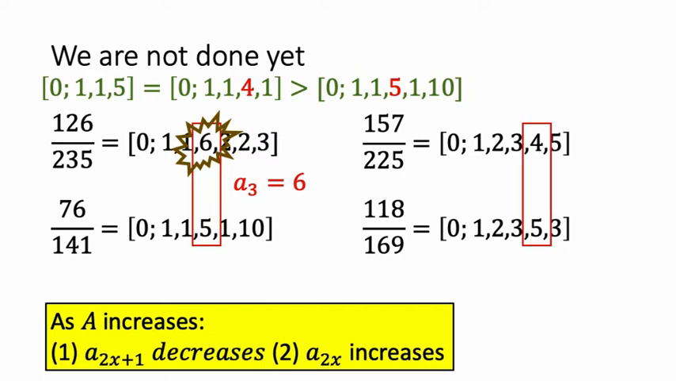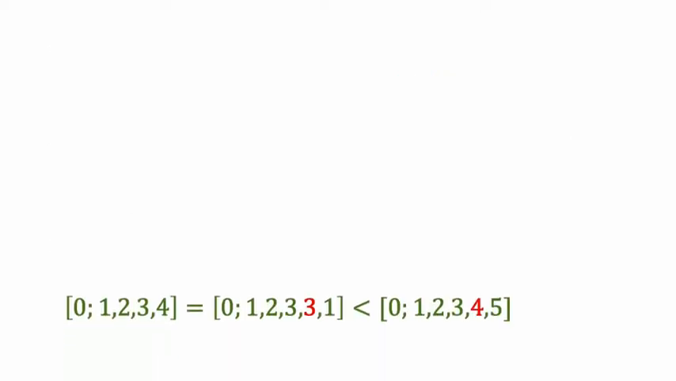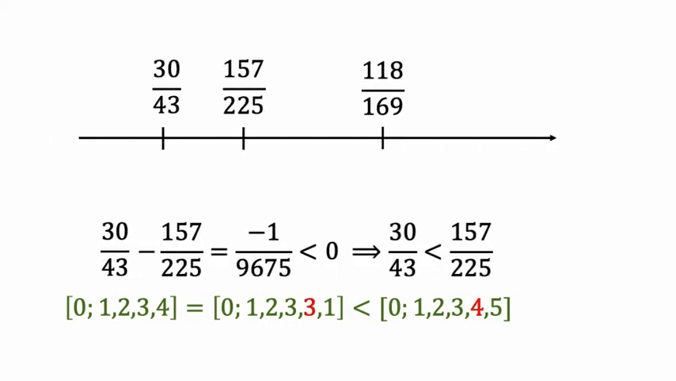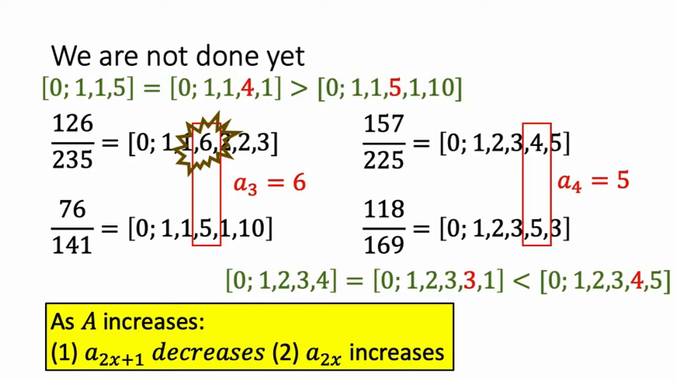We'll now look at the right-hand side case. It is the same for our right-hand side. a4 needs to be 5 because of the same reason. If we express 0, 1, 2, 3, 4 into the form 0, 1, 2, 3, 3, 1, we can find that it is lesser than 0, 1, 2, 3, 4, 5 using our corollary 2. And this is why our number needs to go with 5. Notice that in this case, our an is an even item, and it goes with a larger fraction.